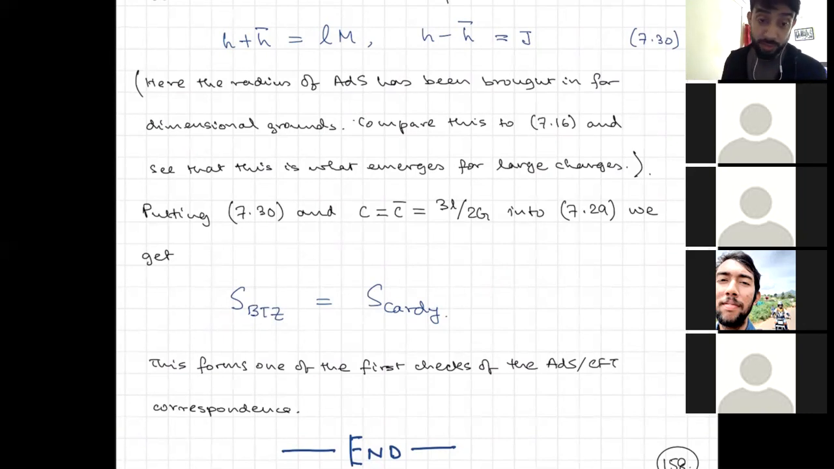So this, if you wish, forms one of the first checks of the AdS/CFT correspondence, that you can actually get quantities in the bulk by doing some analysis in your field theory. You can push this more and more. You can find lots and lots of things that are going to match between the bulk and the boundary. A lot of the time it's very hard to find things.